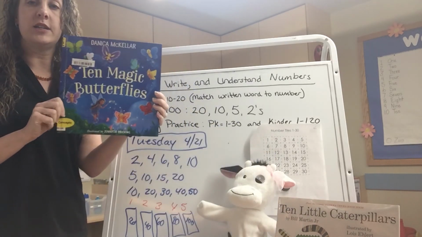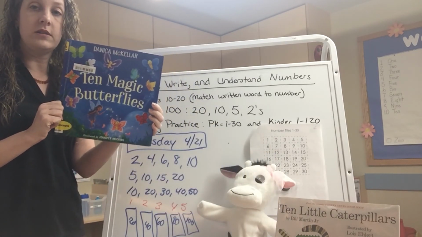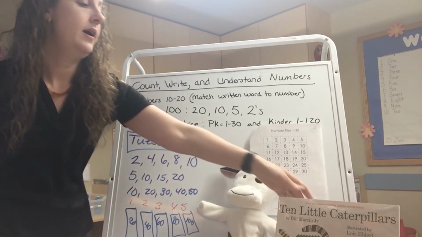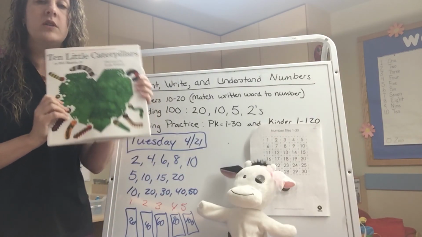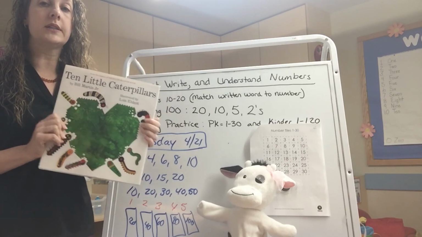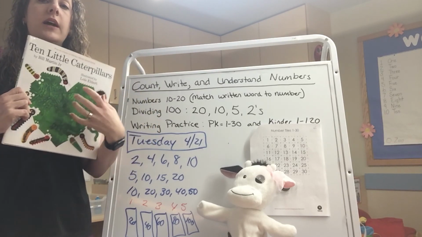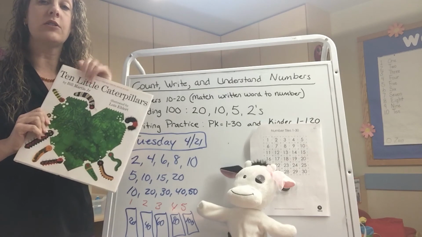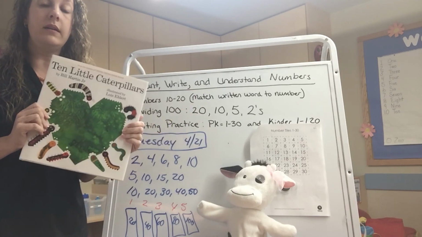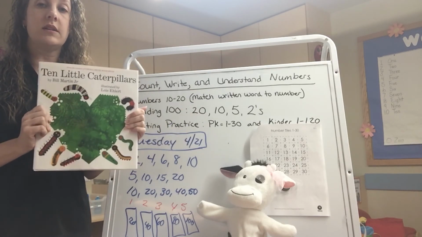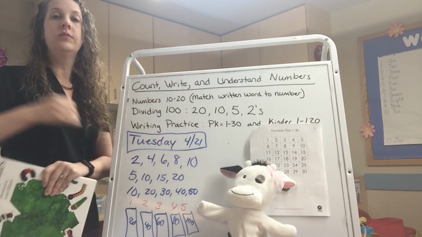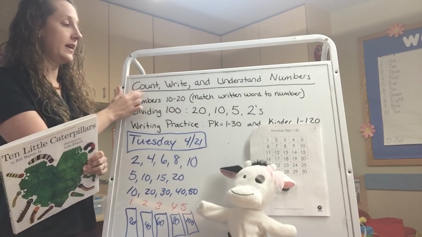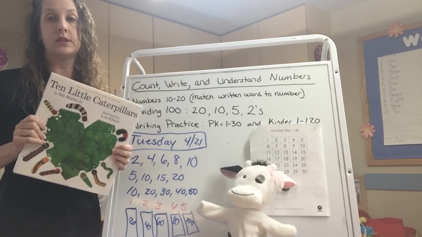I also have 10 Magic Butterflies that you can find on our YouTube channel. And some of you may have the 10 Little Caterpillars. So I really want you to start looking at books that have to do with counting and read those with mom and dad. For my kindergartners, you should be reading it to mom and dad. So lots of hands-on this week. Reading, doing. We're really going to work on those count, write, and understand the numbers this week.